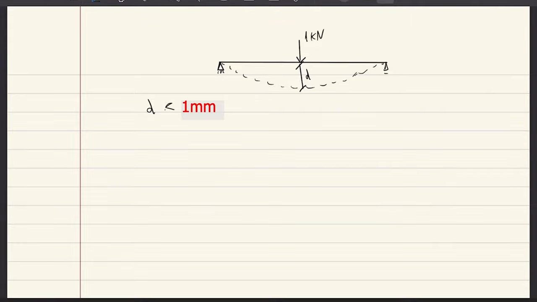We will also check the beam for dynamic effects. We don't want the floor to bounce when people walk on it. The way we check this is by applying a force of 1 kilonewton in the mid-span of the beam, and limiting this deflection to 1 millimeter.